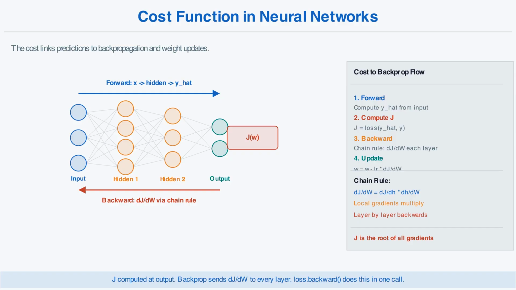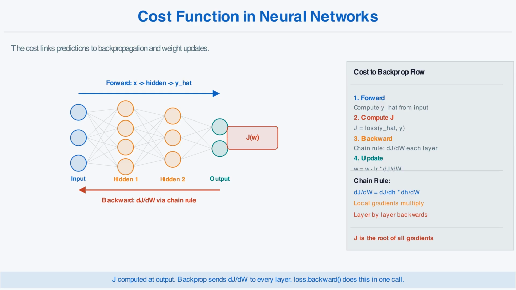For regression this is MSE. For classification this is cross entropy. The cost J is a scalar, one number. Now backpropagation begins. We want to know, for each weight in the network, how much did it contribute to the cost? That is the partial derivative dJ over dW for every weight matrix W.